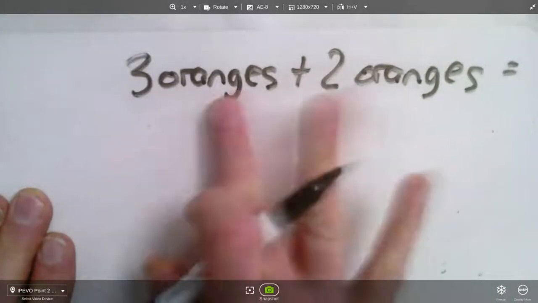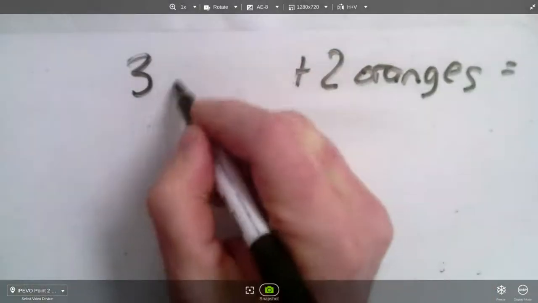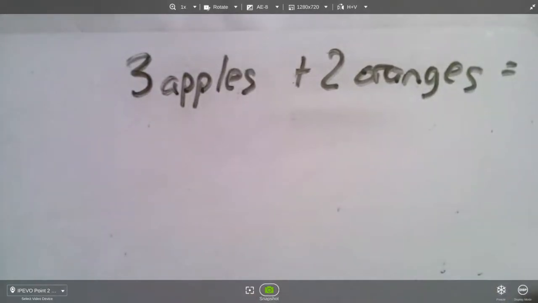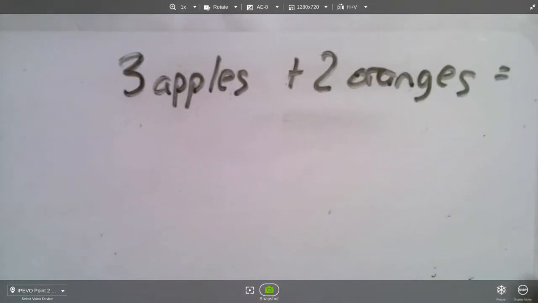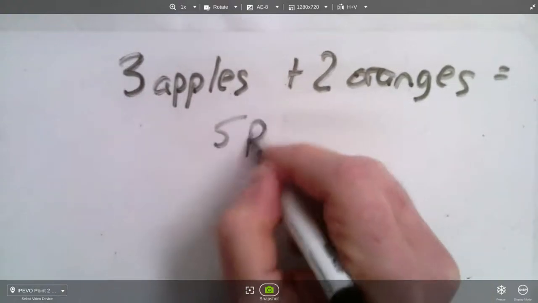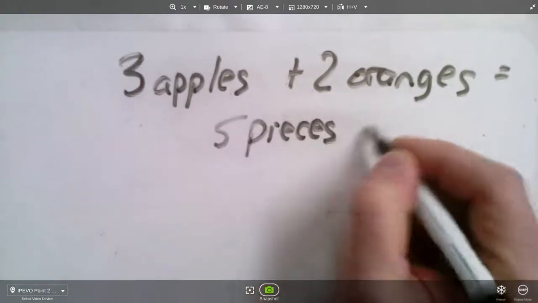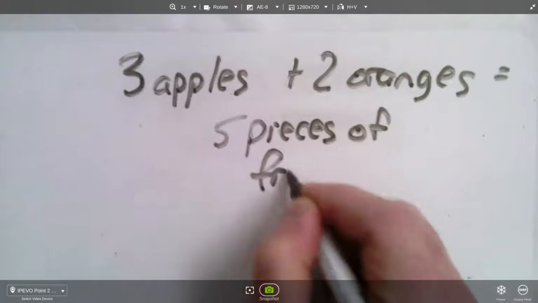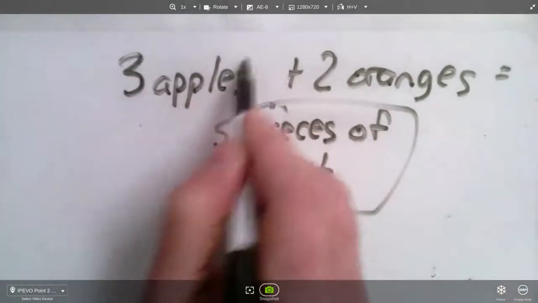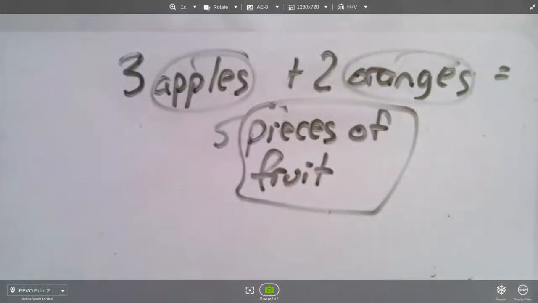But now, what if I had 3 apples plus 2 oranges? Well, I can't call them apples because they're not all apples. I can't call them oranges because they're not all oranges. So I'd have to change them. What I would probably say is 5 pieces of fruit. Okay, we have to change our unit when we have different units to begin with. We have to change our unit.